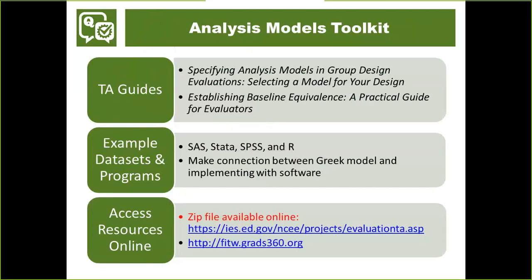The Analysis Models Toolkit includes 2 guidance documents. One focuses on specifying statistical models for estimating the impacts of the intervention, and the second is on assessing baseline equivalence of treatment and control groups in the impact evaluations. These 2 documents are organized similarly and are intended to be used in tandem.